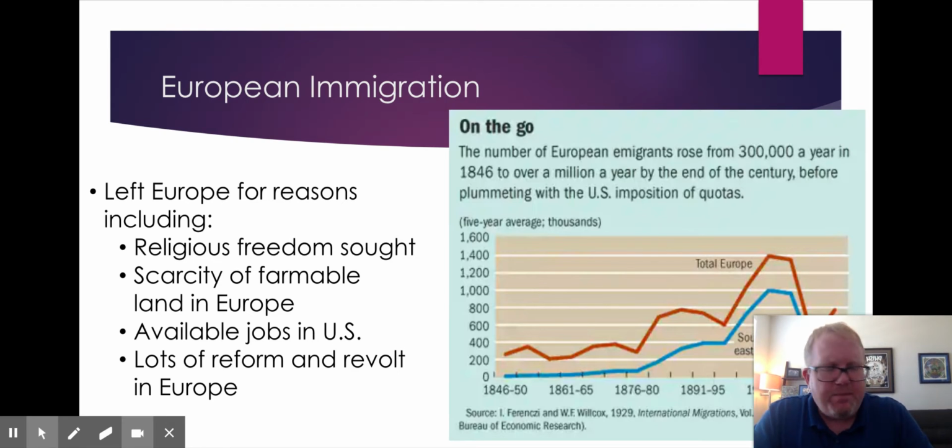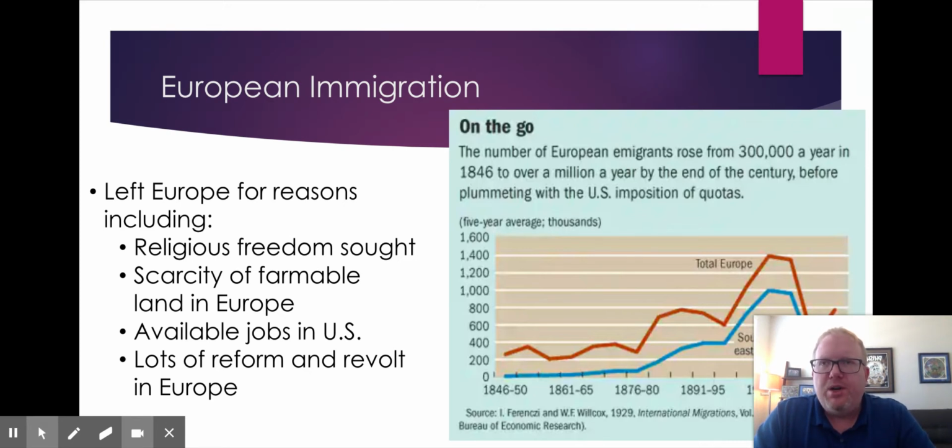Now, there were a bunch of different reasons that Europeans were coming to the United States. A lot of it was religious freedom because some religions were being persecuted in their own home countries. But the United States, as you probably are aware, doesn't have an official religion. And with the First Amendment, there's the freedom of religion. And so people wanted to go to a place where they were free to practice their religion.